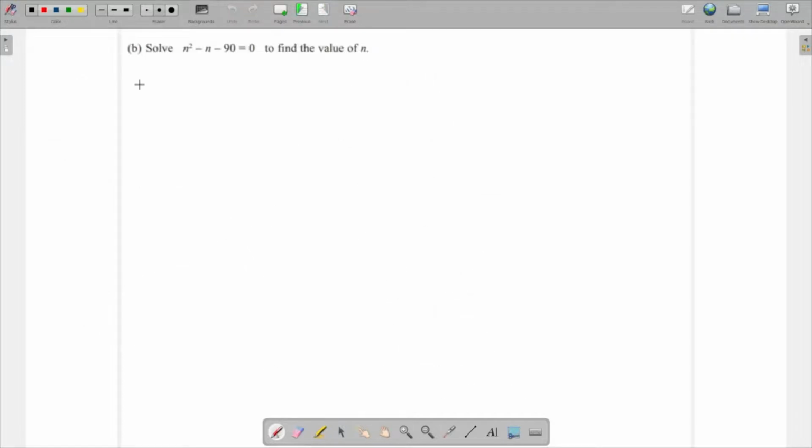So part B should be fairly straightforward. We want to now solve n squared minus n minus 90, so we just want to use the general method that we use to solve quadratic equations. So we know that we need to find two numbers that add to give minus 1, and at the same time those two numbers have to multiply to give minus 90.